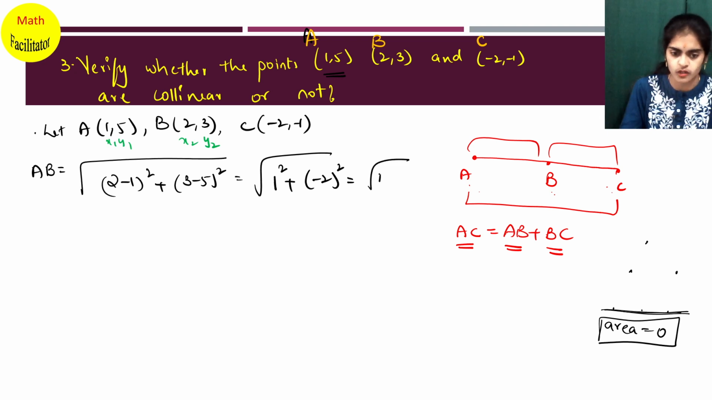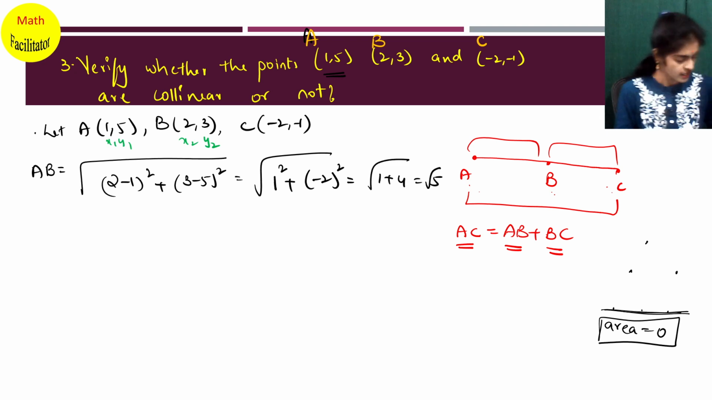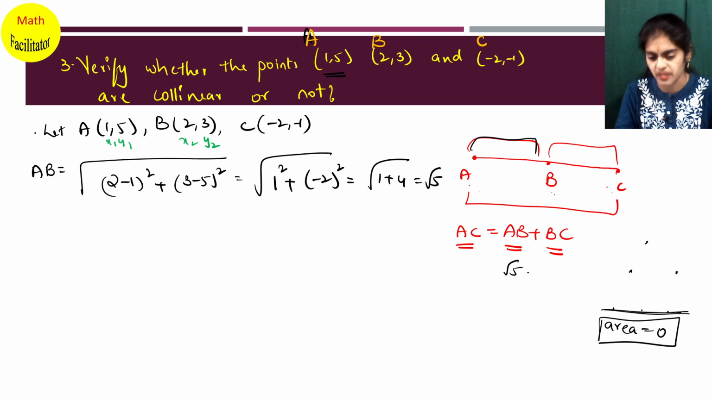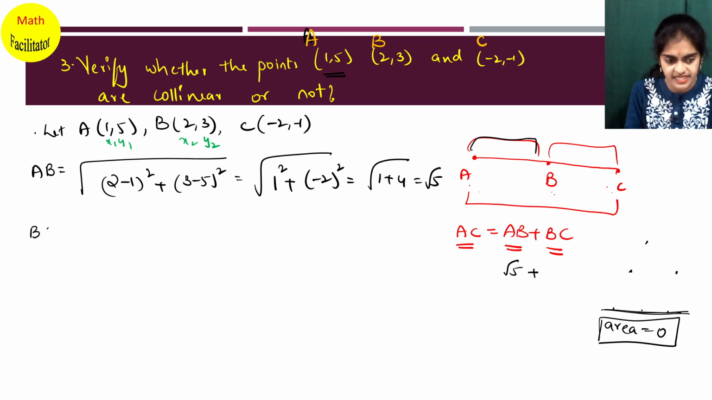So that is again root over (1 plus minus 2) whole square, which is 4. So root 5 I got. Root 5 units is the distance between the two points A and B. This distance we got as root 5, AB. Now let us find what is BC.